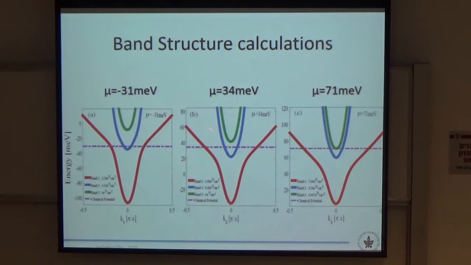So this is the new band structure, and now you see it's not rigid. We increase the chemical potential, and the band structure is changing. So if you look at this band, initially you have very low carriers here, then you have many carriers, and then you have fewer carriers.